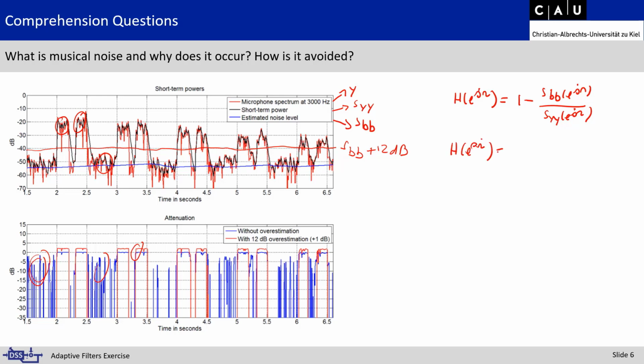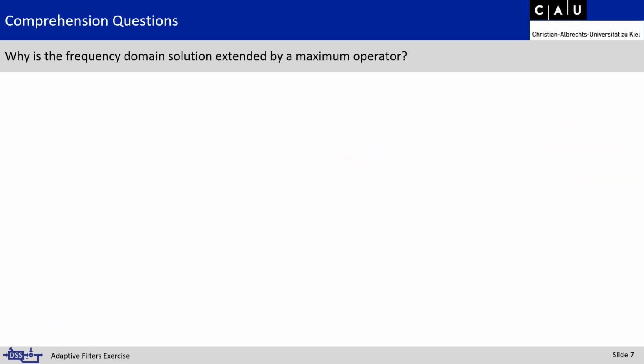So then our new filter weights are given by 1 minus K over times SBB divided by SYY. And this solution with the overestimation factor prevents basically musical noise. Why is the frequency domain solution extended by a maximum operator? So what does this extension look like?